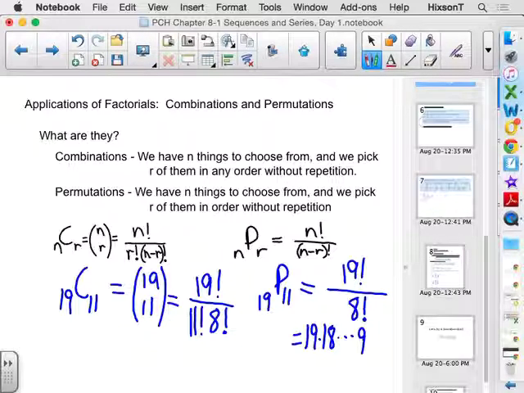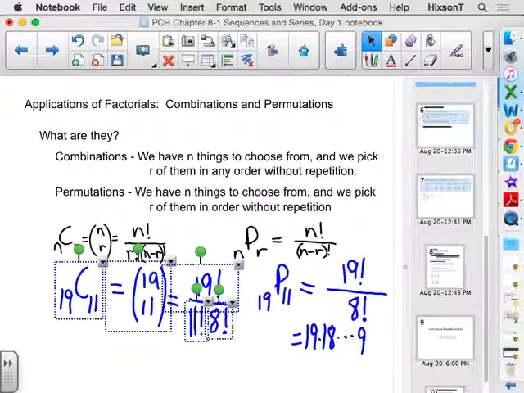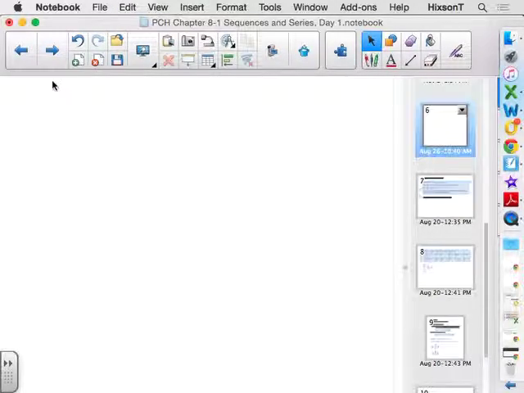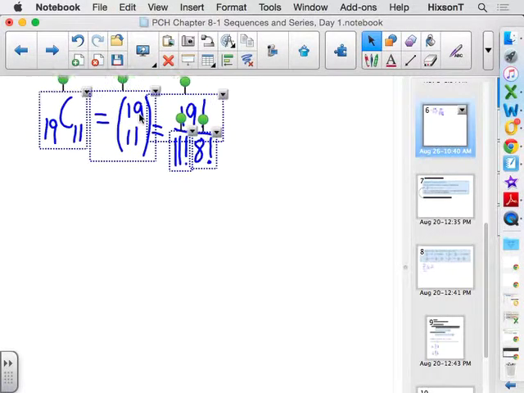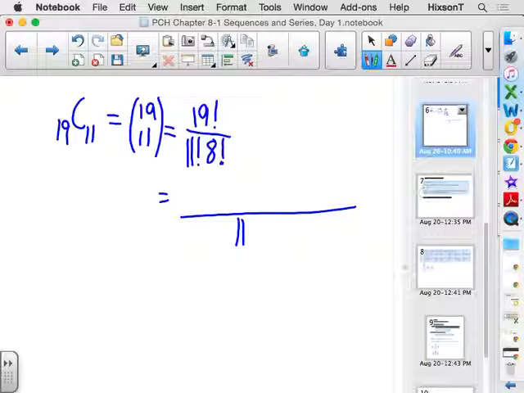Here, however, I will actually go ahead and simplify this one. I'm going to copy it and move it to another slide so I can have some space to work. When I do this, we'll simplify it, and it's actually a little easier than you might think. We know that the 11 factorial is going to cancel out with the 11 and on down from the 19.